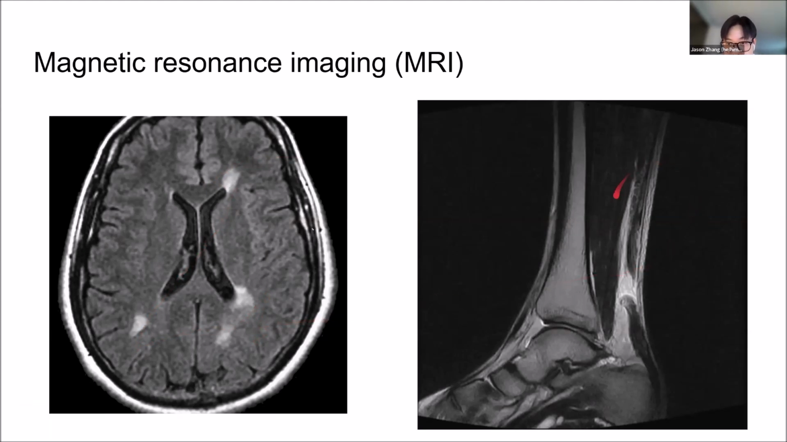And then the image on the right here, does anyone know what this is showing? Tendon. Yeah, so this is an Achilles tendon here, an Achilles tendon tear right here.